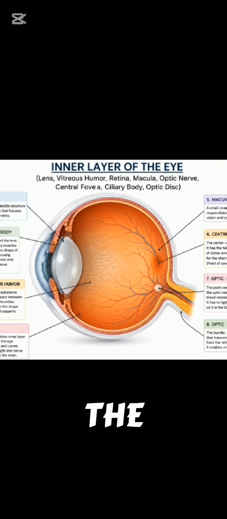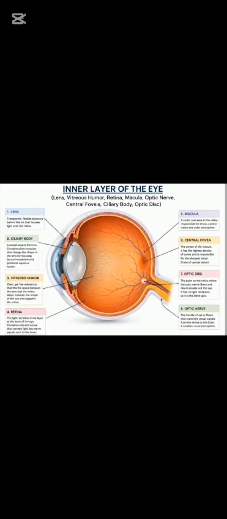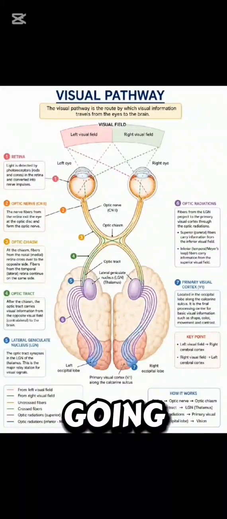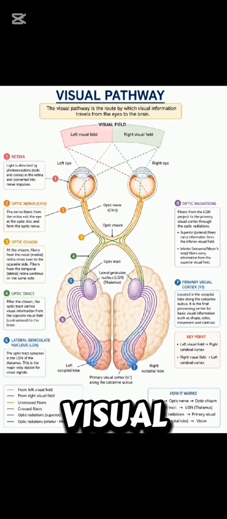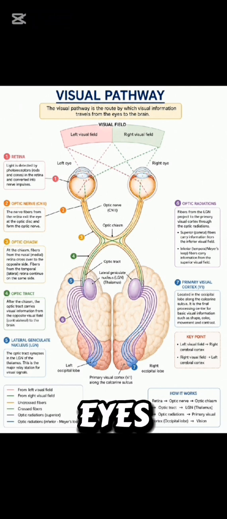So we've come to the end of the human eye. In my next video, I'm going to talk about the visual pathway, which is the route by which visual information travels from the eyes to the brain.